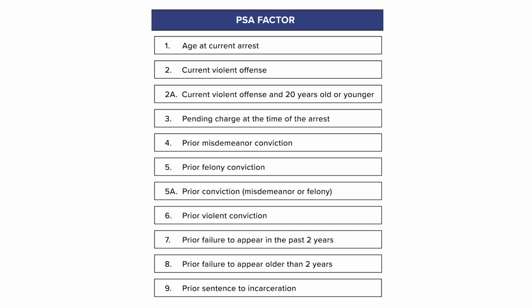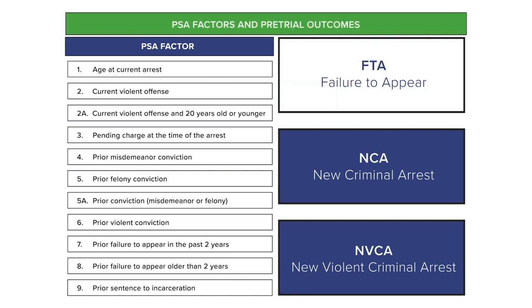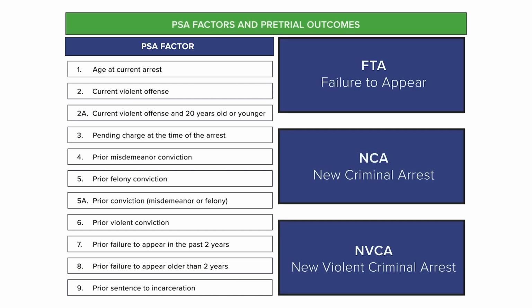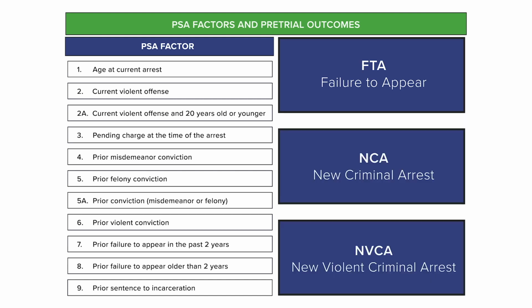Let's talk about the PSA's 9 factors, how the assessment weighs each factor to predict the 3 outcomes, and how we arrive at a scale from 1 to 6. Here are the 9 PSA factors that the research showed, when used together, are the most predictive of 3 pretrial outcomes: failure to appear, FTA, new criminal activity, NCA, and new violent criminal activity, NVCA.